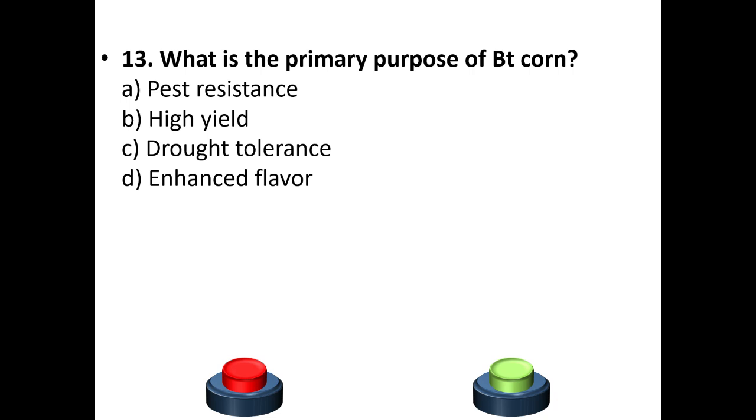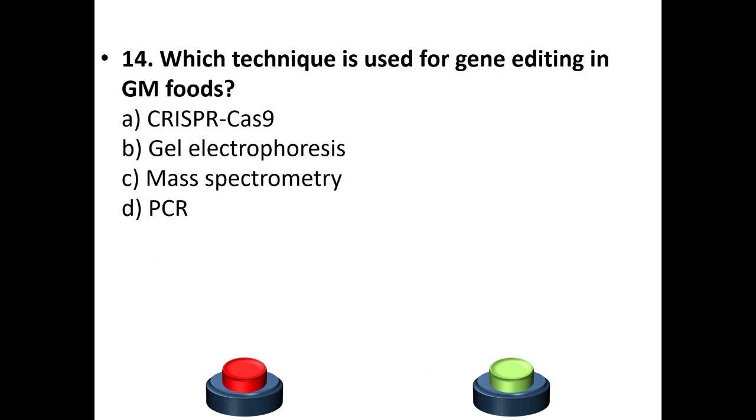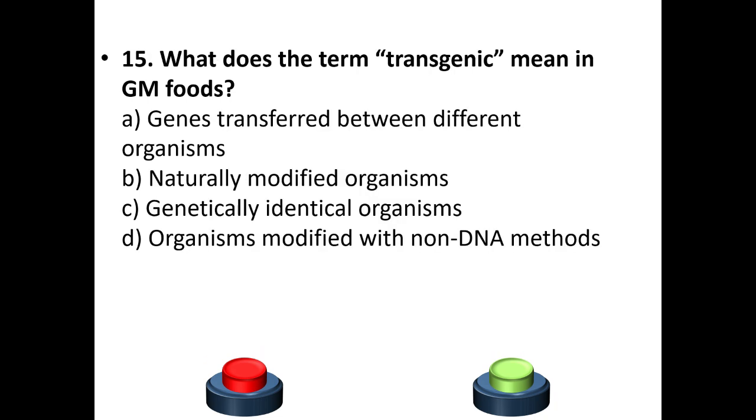13th question, what is the primary purpose of Bt cotton? Pest resistance, high yield, drought tolerance, enhanced flavor. Your answer is A. Pest resistance. 14th question, which technique is used for gene editing in GM crops? CRISPR-Cas9, gel electrophoresis, mass spectrometry, D. PCR. Which is the answer? Your answer is A. CRISPR-Cas9.